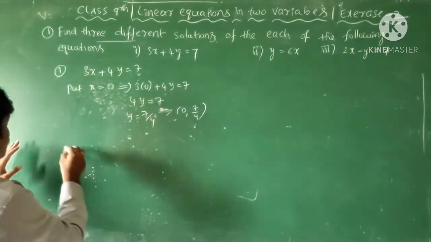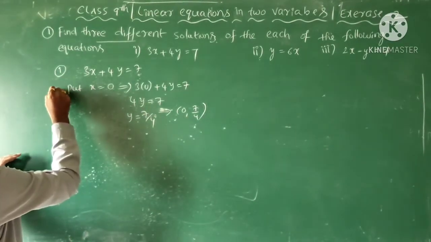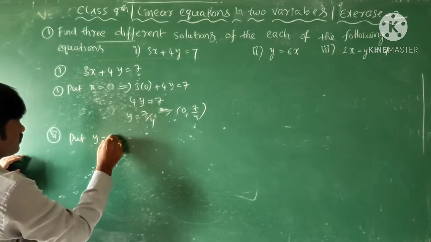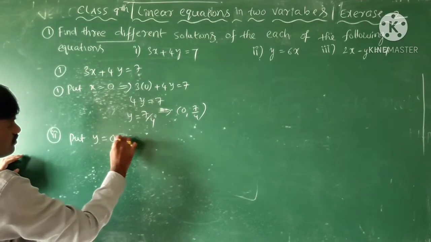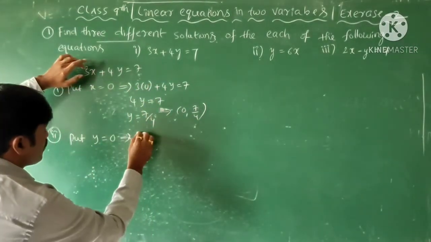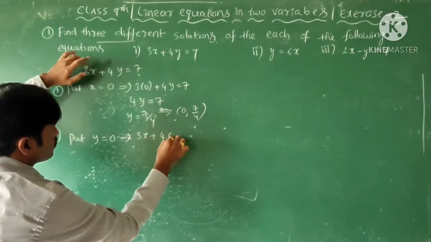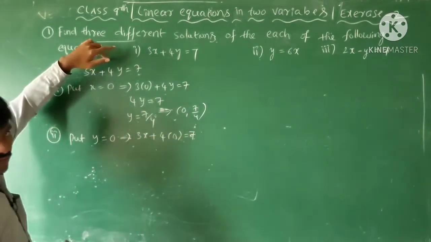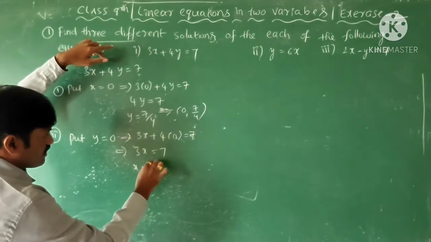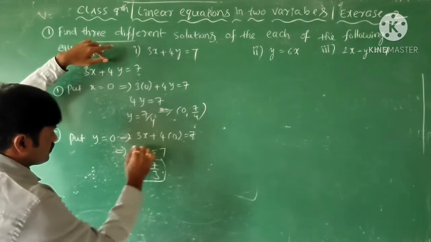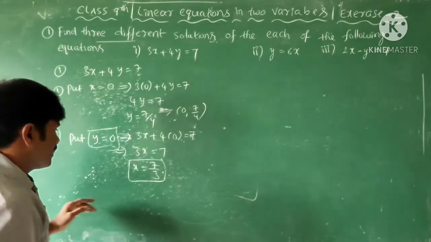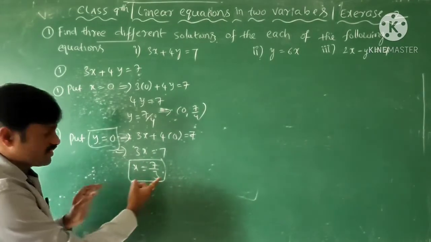Now to get the second solution, put y is equal to 0. Then if you substitute the y value 0 in this equation, it becomes 3x plus 4 into 0 is equal to 7. Am I correct? Then 3x is equal to 7. So x is equal to 7 by 3. So for y is equal to 0, the corresponding value of x is 7 by 3.